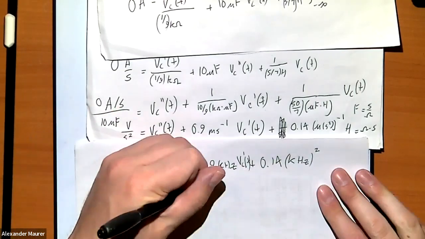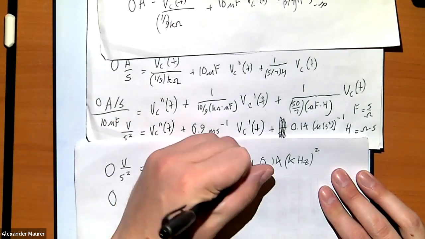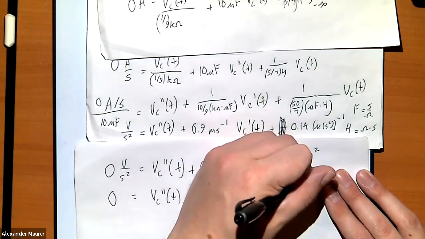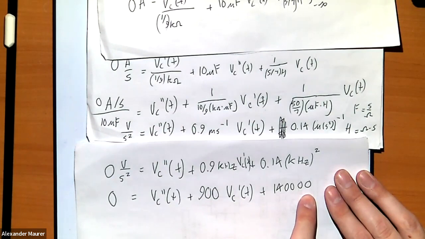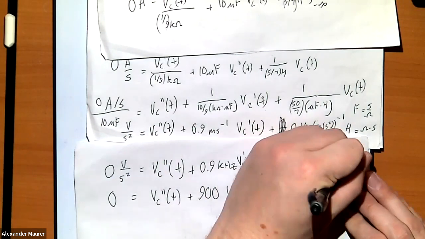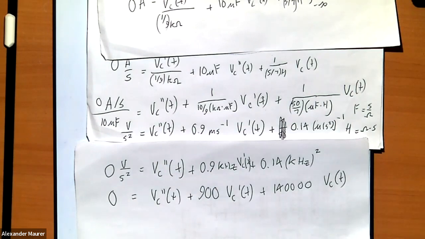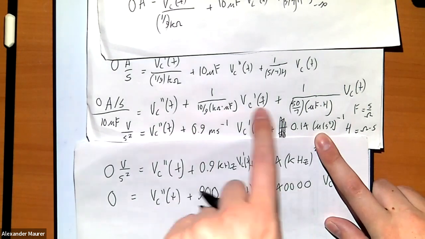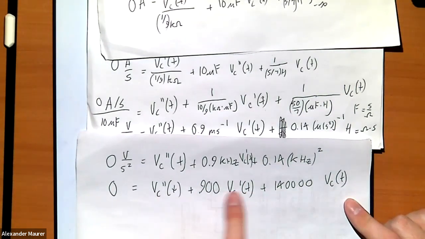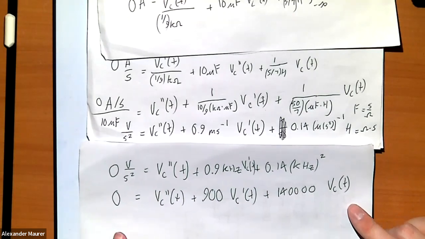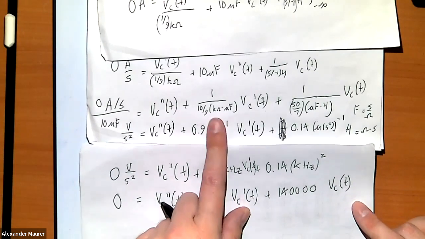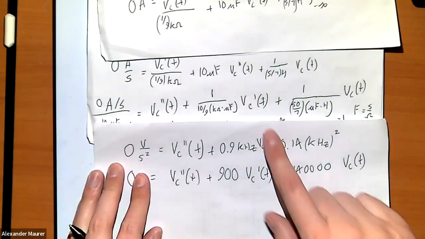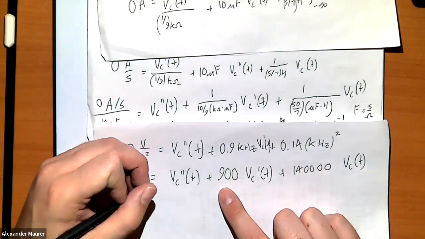So this kilo is going to give us 900 VC prime of T. And then this is going to be 14, 1, 2, 3, 4, 5, 6 places over. So this is going to be VC of T. If you resolve all of the millis and micros up front, it's probably easier than keeping track of my weird version of it. So it was probably wiser at this moment right here. Let me redo that real quick.